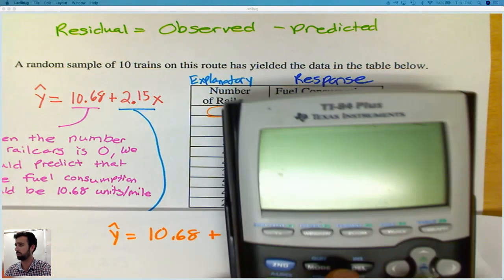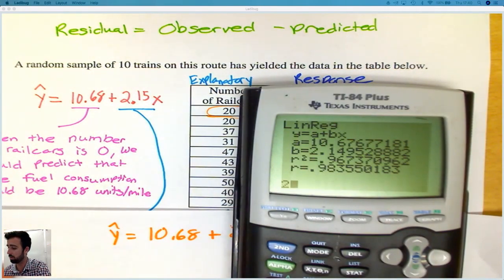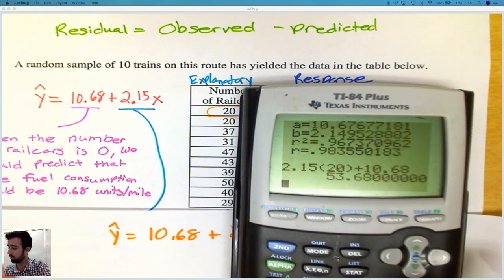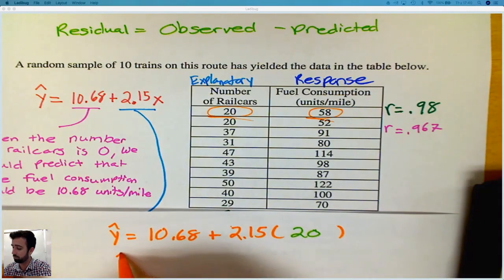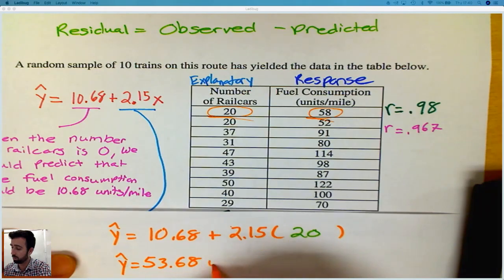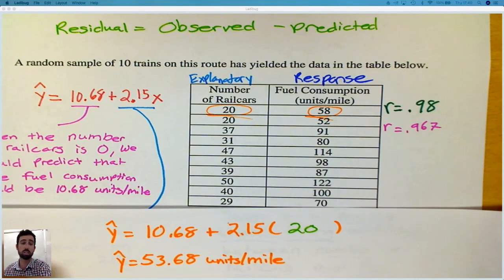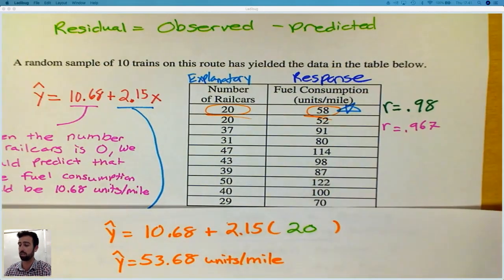So if I take my calculator and I do 2.15 times 20 plus 10.68, I'm going to get 53.68 units a mile. So once again, we are predicting. We're not saying for sure, but we're predicting, according to our linear regression line, that if you have 20 cars, you're going to use this much fuel consumption. But we actually have a data point here that tells us how many we did.